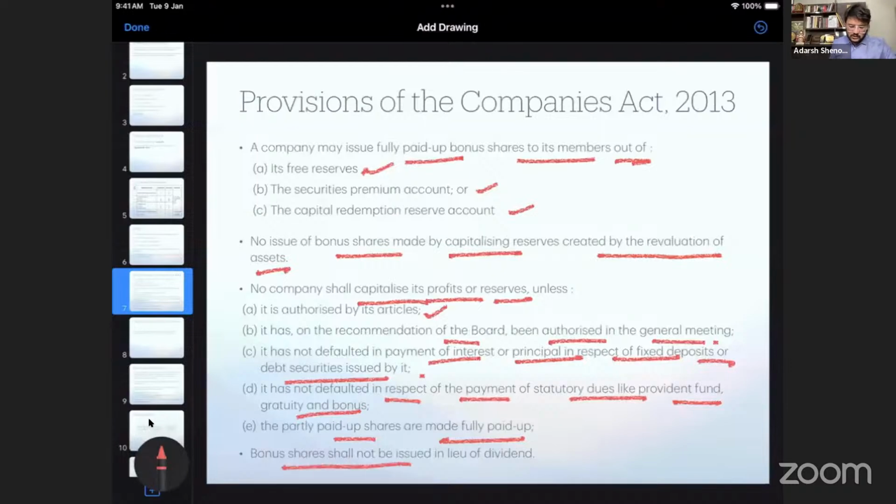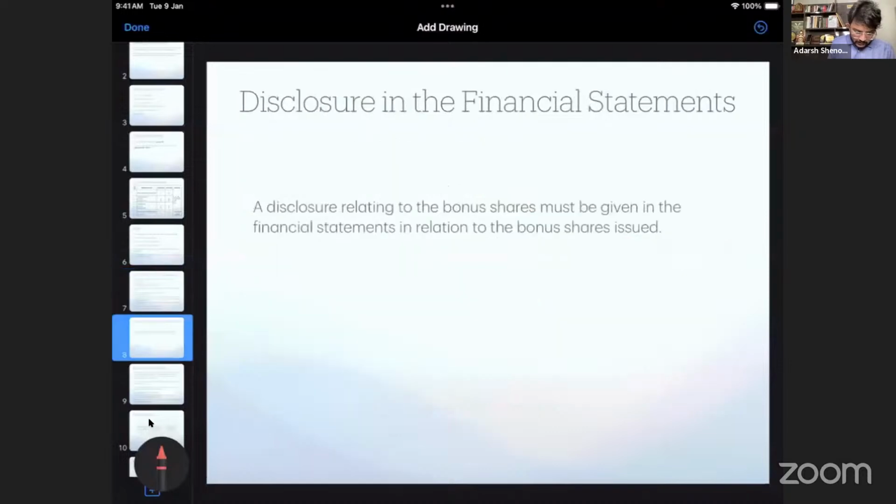Okay, bonus shares shall not be issued in lieu of dividend. So dividend, you have to give dividend. You can't say that instead of dividend, you are issuing bonus shares. Bonus shares are not considered as dividend as such. Bonus shares are a separate concept, dividend is a separate concept. So if you have issued some bonus shares, that's not considered as dividend. You don't have to take this down.